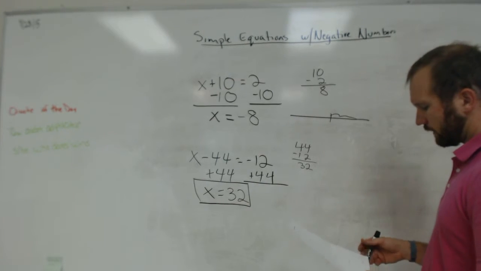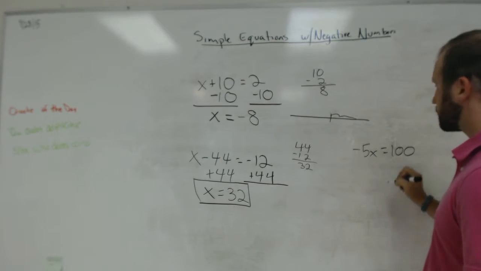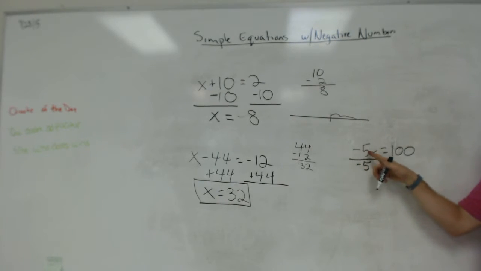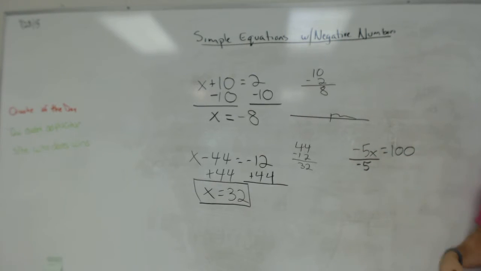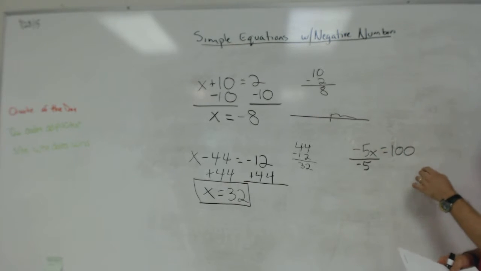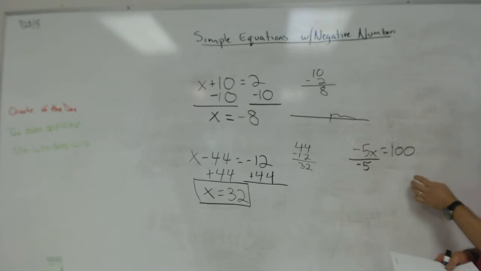Alright, what if I have one like this? Negative 5x equals 100. How do I get rid of this negative 5? Divide by 5. So I have to remember that negative 5x means negative 5 times x. I'm not worried about the negative. Okay? What I'm worried about is what's between the 5 and the x.